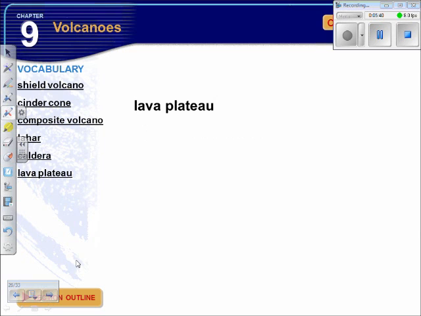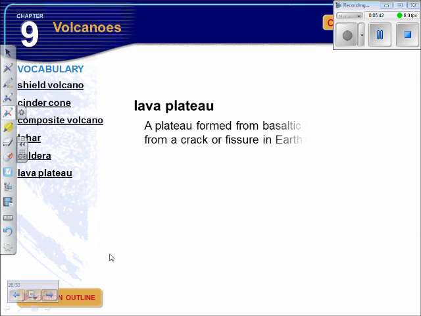And finally, a lava plateau is a plateau formed from basaltic lava pouring from a crack or fissure near the surface. And again, if you look at the videos that you've seen of Kilauea as it reaches the ocean in Hawaii, it forms that lava plateau because it just flows by gravity and reaches the ocean. That concludes the lecture notes for Section 3.